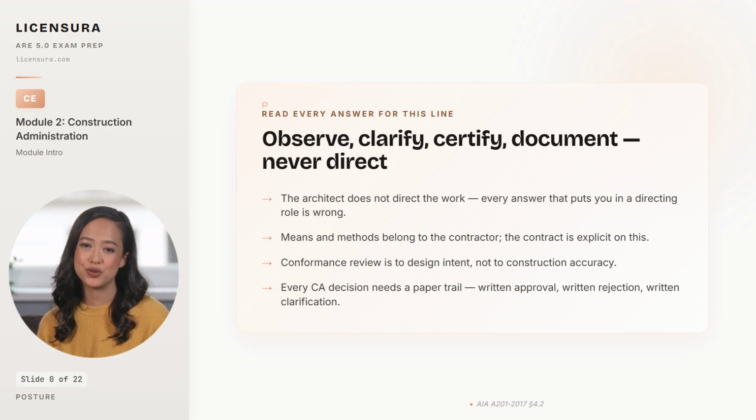Third, conformance review is to design intent, to what the drawings and specs require, not to whether the contractor's measurements are accurate. That is fabrication accuracy, and it sits with the fabricator. And fourth, every CA decision needs a paper trail. Written approval of a submittal, written response to an RFI, written rejection of non-conforming work. A construction administration story told only in voicemails and text messages is a lawsuit waiting to happen. With that posture set, we step into section 2.1.